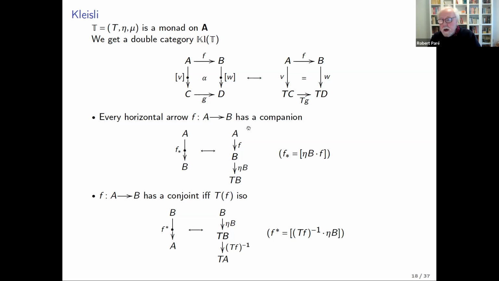Now, every horizontal arrow has a companion. This is just the usual way that you embed A into the Kleisli category. So you simply compose with the unit of the adjunction. Okay, so you have a morphism from A to B, and then you compose it with η_B, and you get something from A into T of B, and that's the F lower star here. So this is the companion, and conjoints don't exist very often. In fact, F has a conjoint if and only if T of F is invertible.